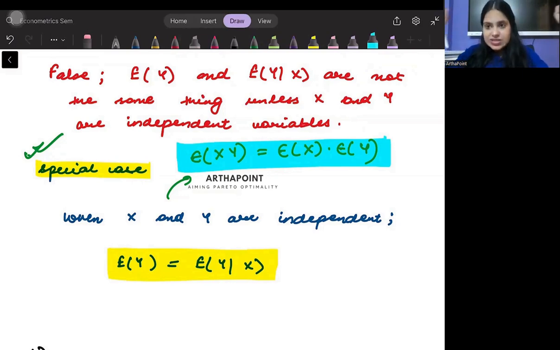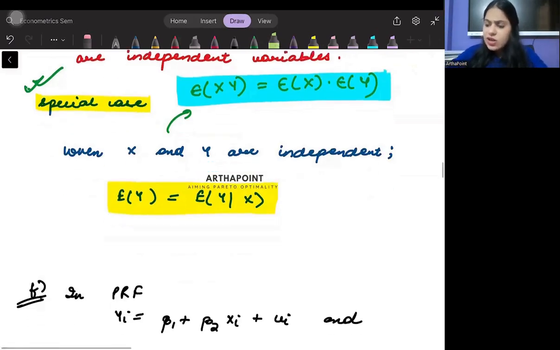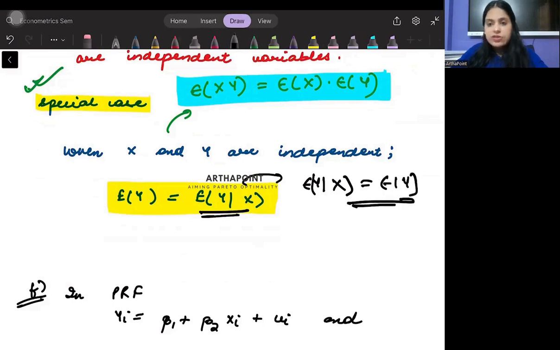Now, if this is the case, only in that case, you will notice that E of y and E of y given x will be equal to each other. Because y is not dependent on the value of x. Y ko x se farak hi nahi pada. So given that x has happened, the expected value of y will simply be equal to the expected value of y. Am I clear with that?